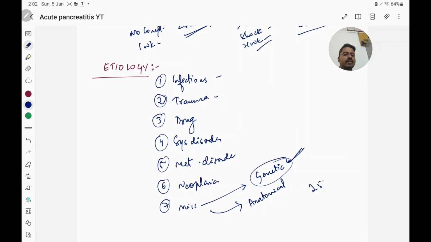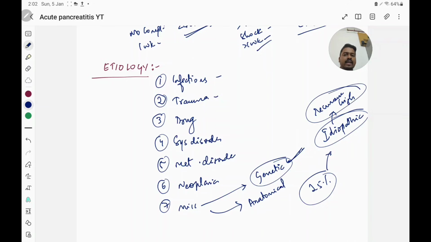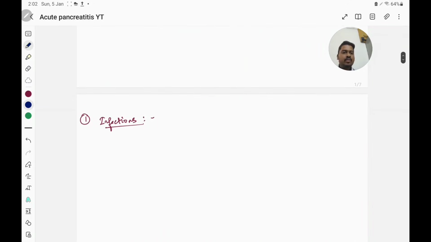And in around 25% of the cases, the cause is not identified. We label it as idiopathic pancreatitis, idiopathic recurrent pancreatitis. When we don't know the cause, the recurrence rate is high. Now we'll see each etiology in detail, what actually causes pancreatitis in children. So first is infection.